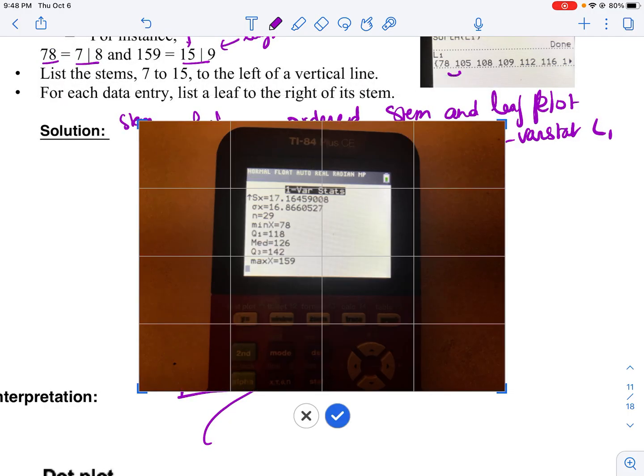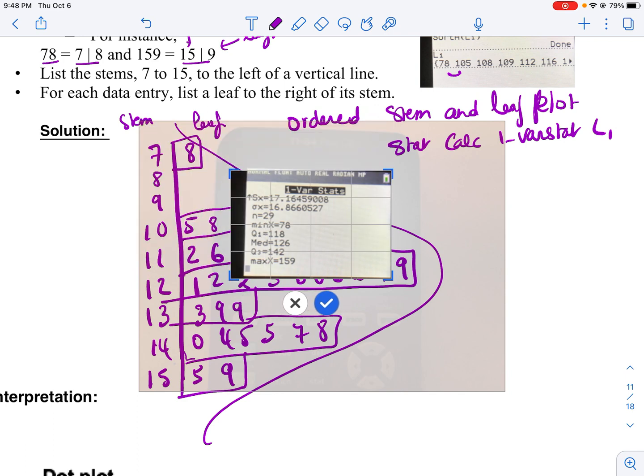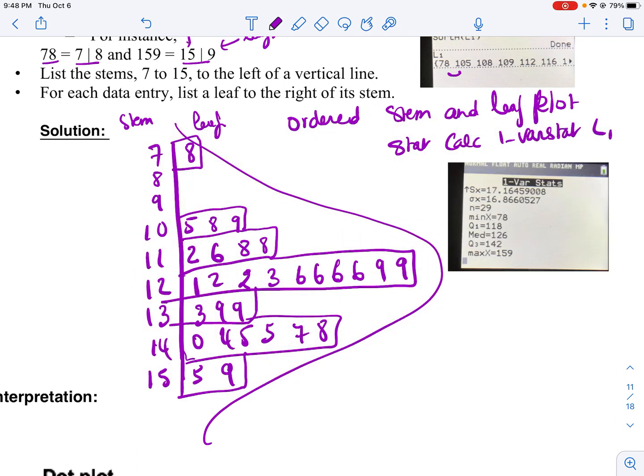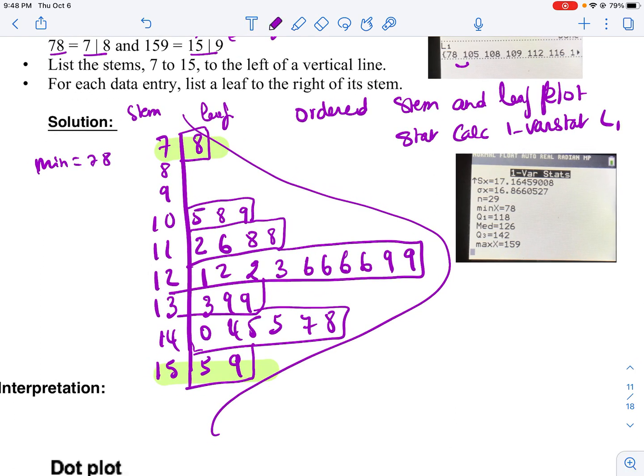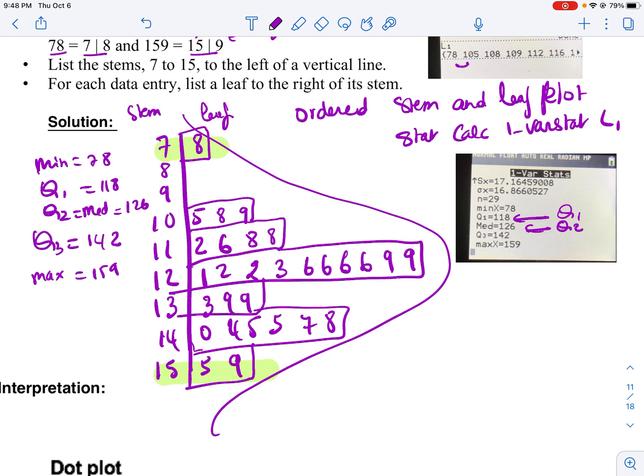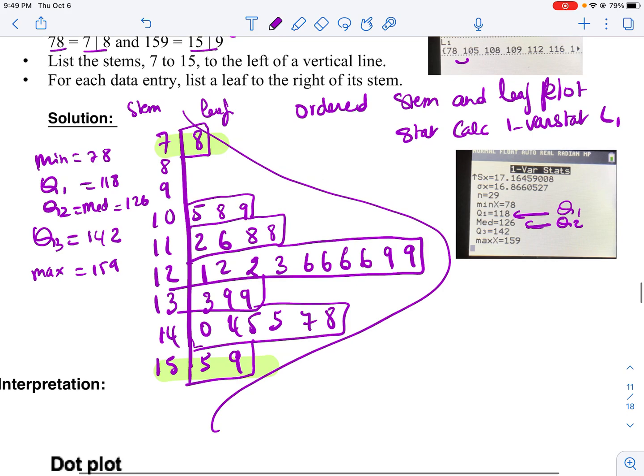All right. You're going to get your summary statistic. From the summary statistic, we get the 5-number summary. So my minimum here, of course, we can see the 78. Your maximum is 159. And then we know Q1 is 118. I see it here. Your Q2 is the median. It's 126. Your Q3 is 142. All right, there goes your 5-number summary.